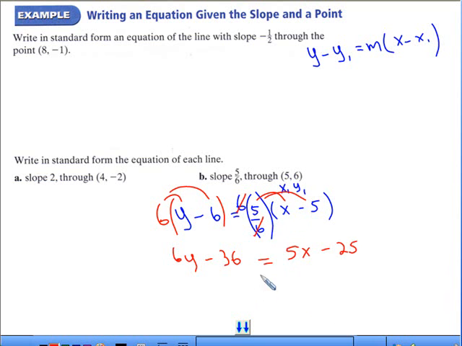Now what I like to do here is, since at the end in standard form x is positive, and x is positive right here, I'm going to leave x here, and I'm going to bring the y over to this side. So I'm going to minus 6y this time.